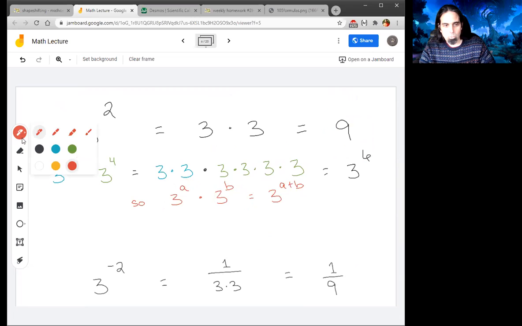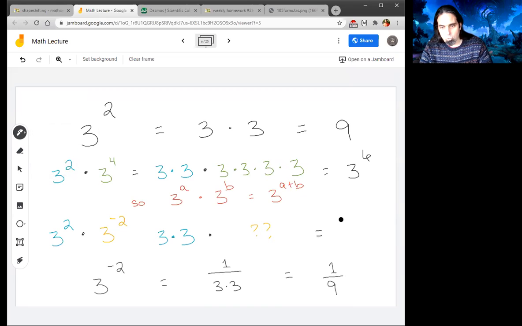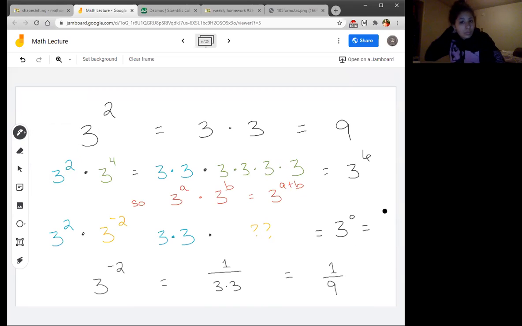Okay, so let's use that rule then. If we have 3 squared, and now I have 3 to a negative 2, then that should be 3 to the 0, and that's also a problem. What's something to the 0? 1.